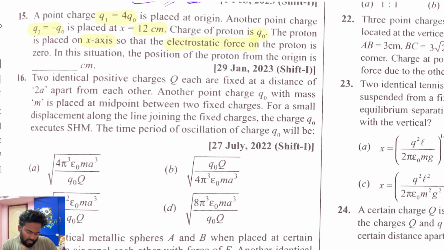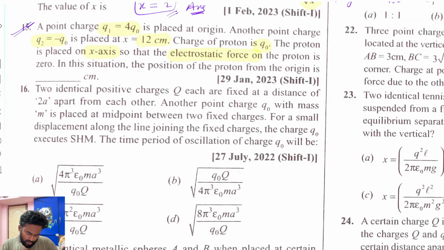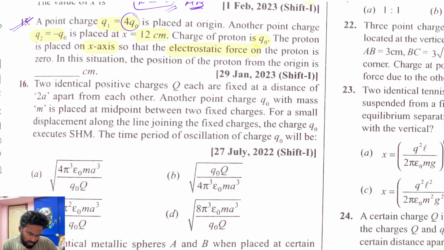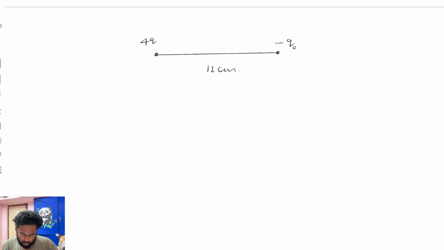Simple, very simple, easiest question, I will tell it. Let me just remember, see the charge 4q0, minus q0, 12 centimeter. So we have here charge 4q0, minus q0, distance between them is 12 centimeter. Position also you notify. 4q0 point charge is placed at x equals 0 and the other at 12 centimeter. Okay, so this is 12 centimeter. Now this is our origin.